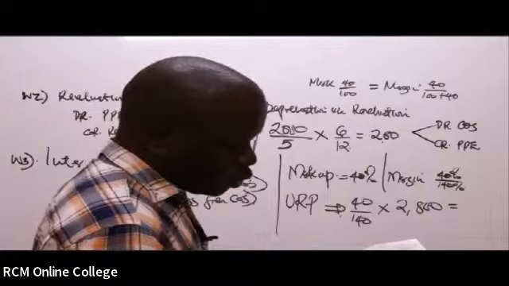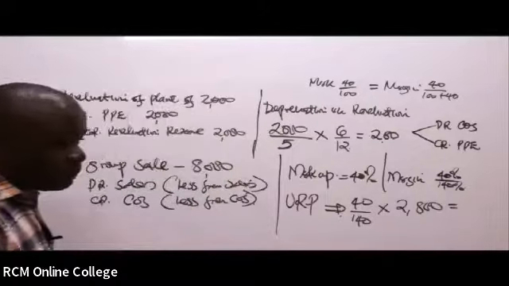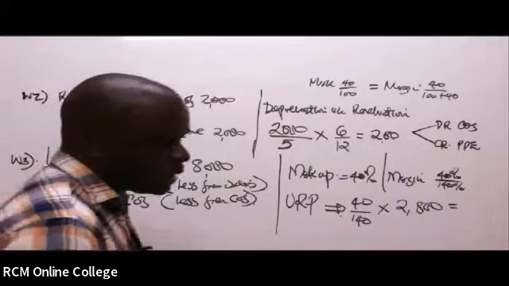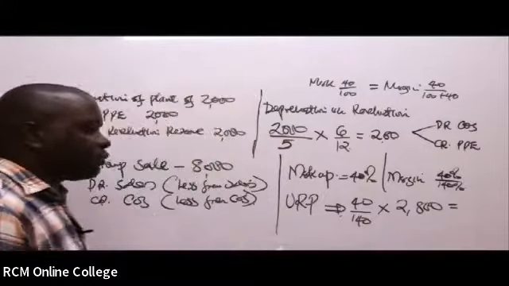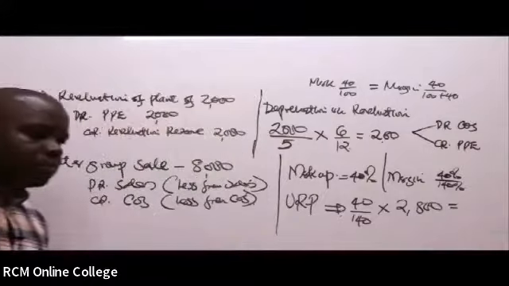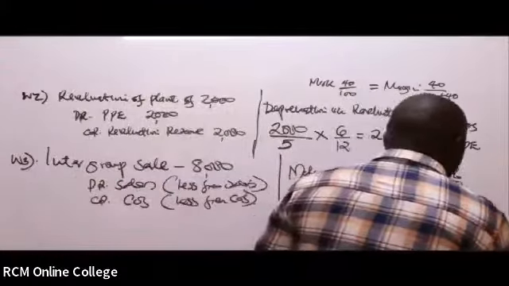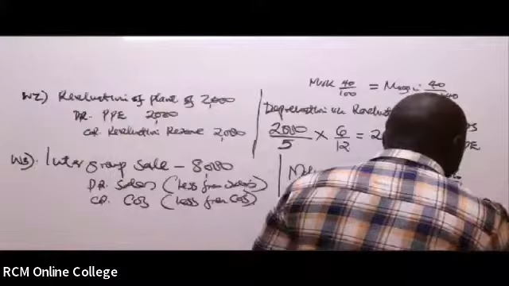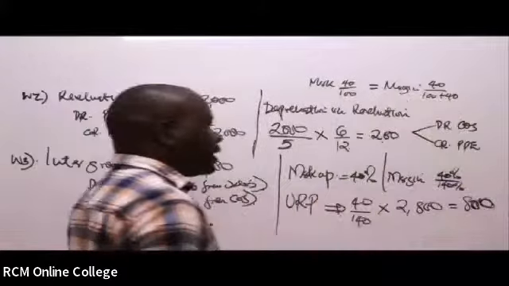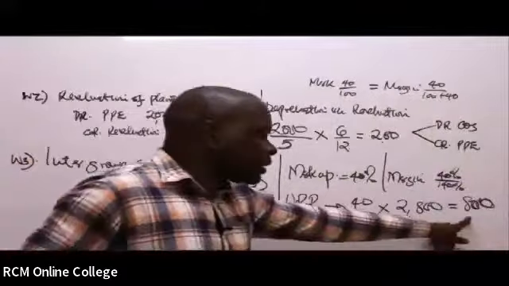So what do you get when you do 40 over 140 by 2.8 million? What do you get as the URP, the unrealized profit? You get 800. So the URP, you get 800. The unrealized profit, you get 800. This unrealized profit, we said, there is how you deal with it.